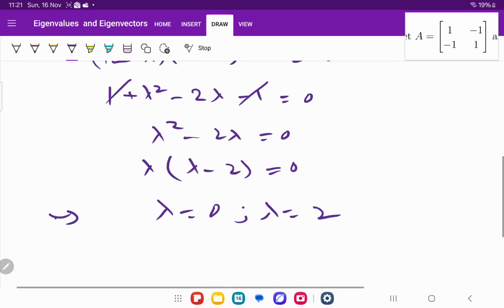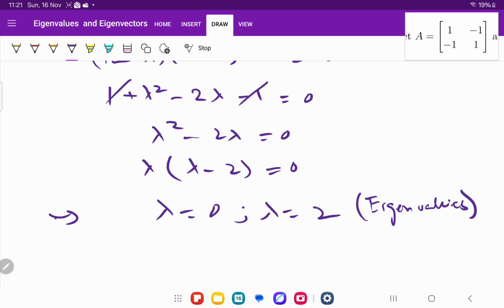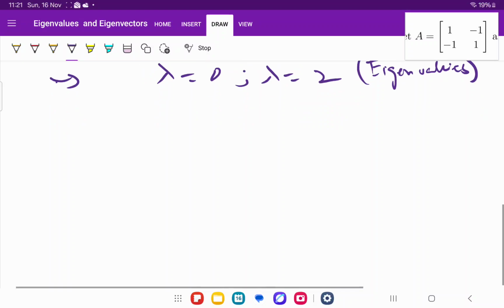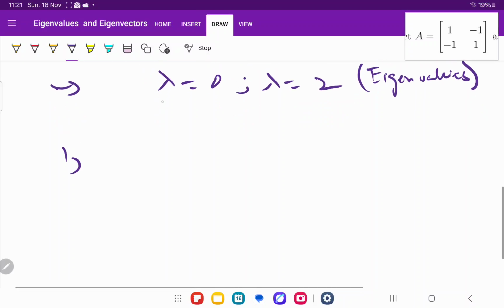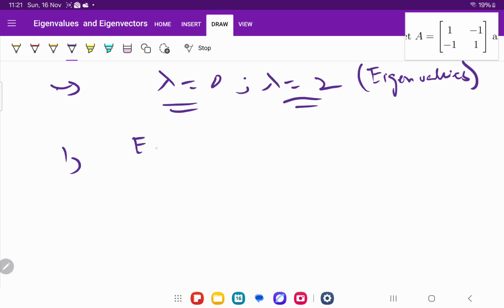So what you are looking at here are called the eigenvalues. The first step is completed. It means that the first step is basically the application of the determinant. We are applying the determinant concept to get the eigenvalues. In the next step, we will write two matrices. One matrix will be written with this eigenvalue, and the other with the other value. So now we are moving to eigenvectors.